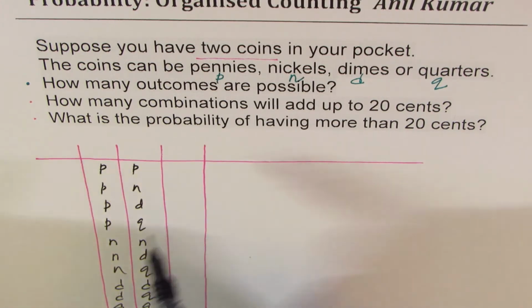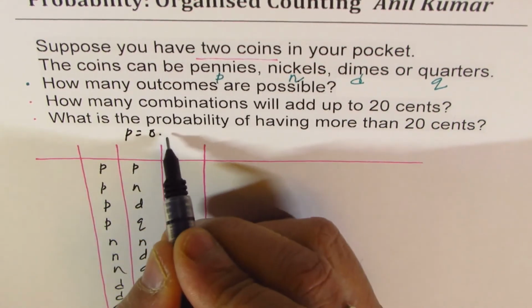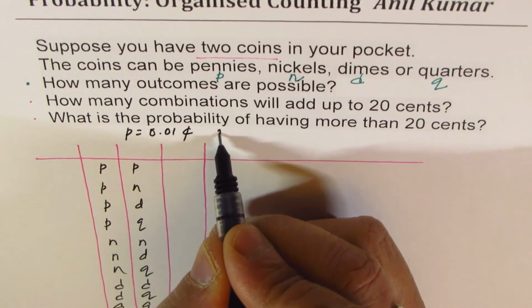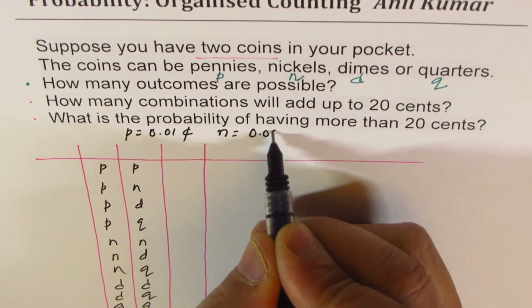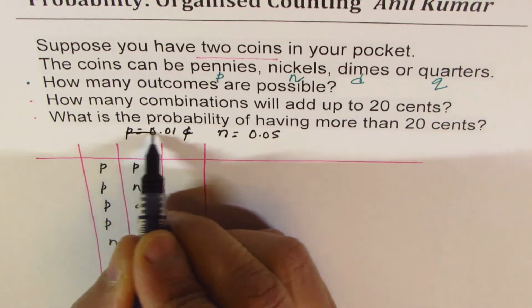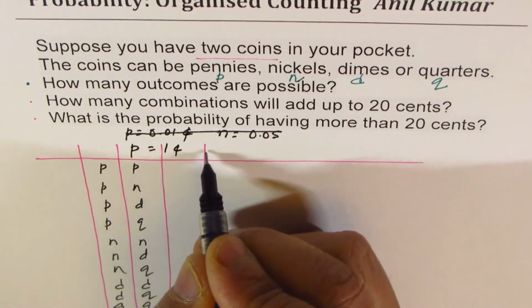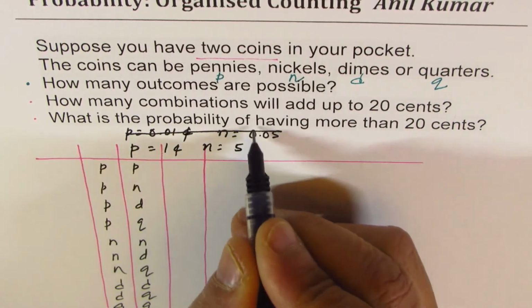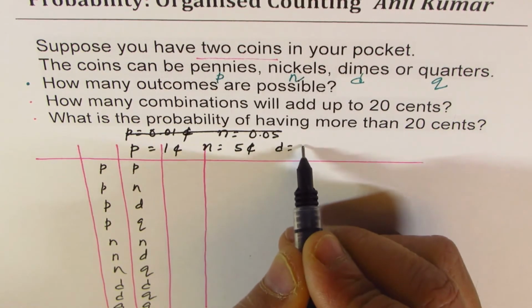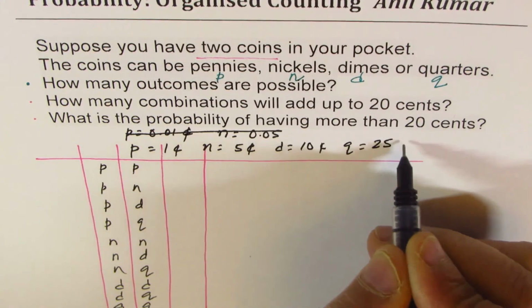Now, since we know that pennies means 0.01 dollars, nickels means 0.05. I should not write dollars here. Okay, let's write in cents. Sorry. So pennies means 1 cent. Nickels means 5 cents. Dimes means 10 cents. And quarters means 25 cents.